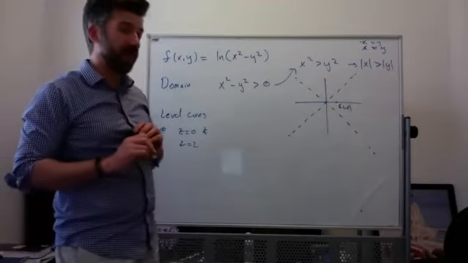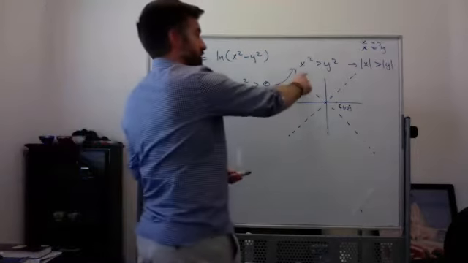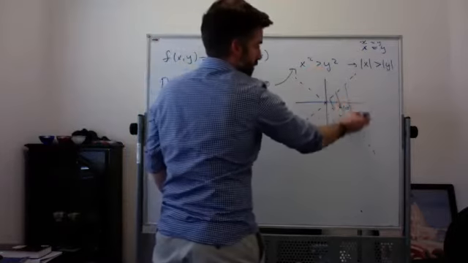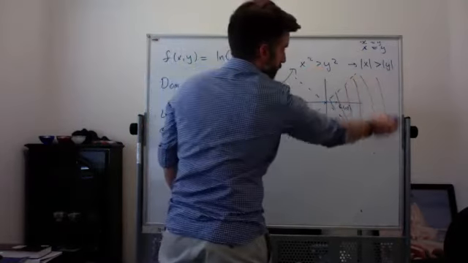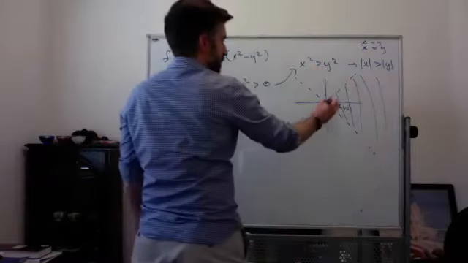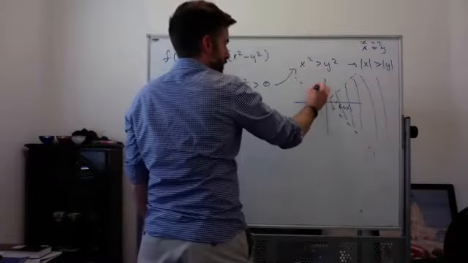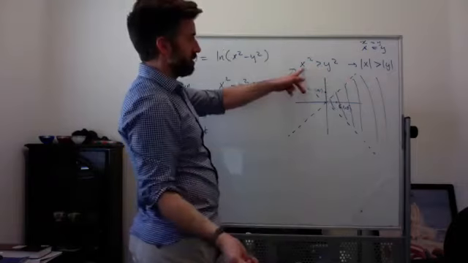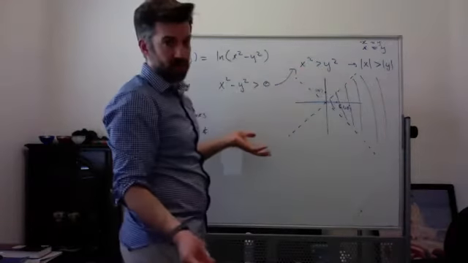So if I plug in 1 for x and 0 for y, 1 squared is greater than 0 squared. So this is in there. So this would be in my domain. What about down here, or up here, if I plug in 0 for x and 1 for y? Well, that's not going to be in my domain, because if I plug in 0 for x and 1 for y, I don't satisfy the inequality.